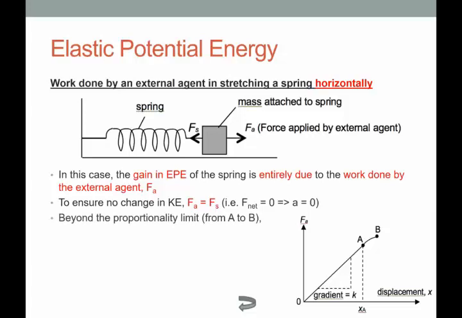Beyond the proportionality limit from A to B, work done can be found by counting the squares or by the trapezium rule.